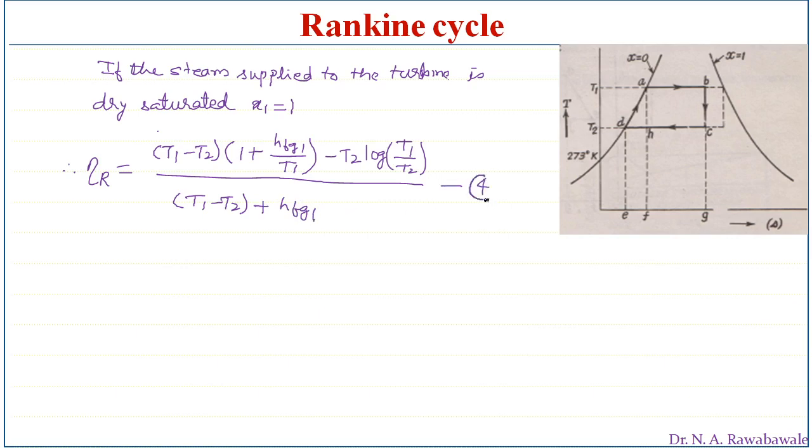So if the steam is dry saturated and the dryness fraction is equal to 1, the efficiency of the Rankine cycle becomes this one, in terms of temperature and latent heat of vaporization. So we stop here. Tomorrow we will discuss the Rankine cycle if the steam used is superheated.